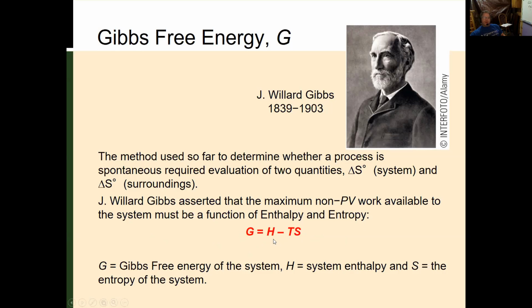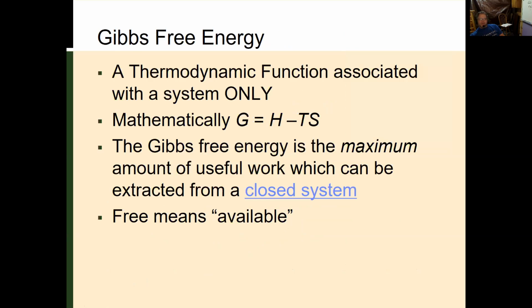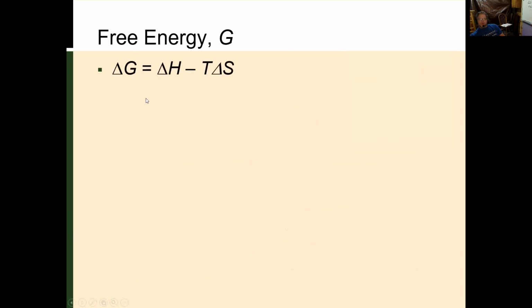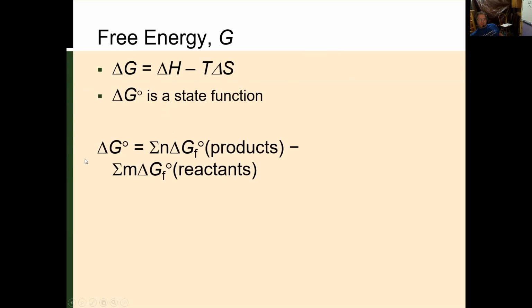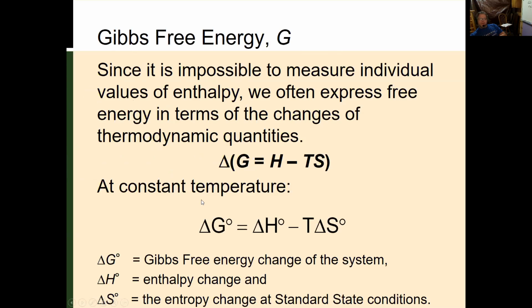If you get into upper level classes, you can look more into thermodynamics. But for us, we're going to simplify it a little bit. We're only going to look at a closed system. So we're going to look at delta G equals delta H minus T delta S. If there's only one equation you remember from this chapter, this is going to be it. Delta G is a state function, which means it only depends on the initial and final states. And we can actually calculate it with products minus reactants using the table in the back of the book.